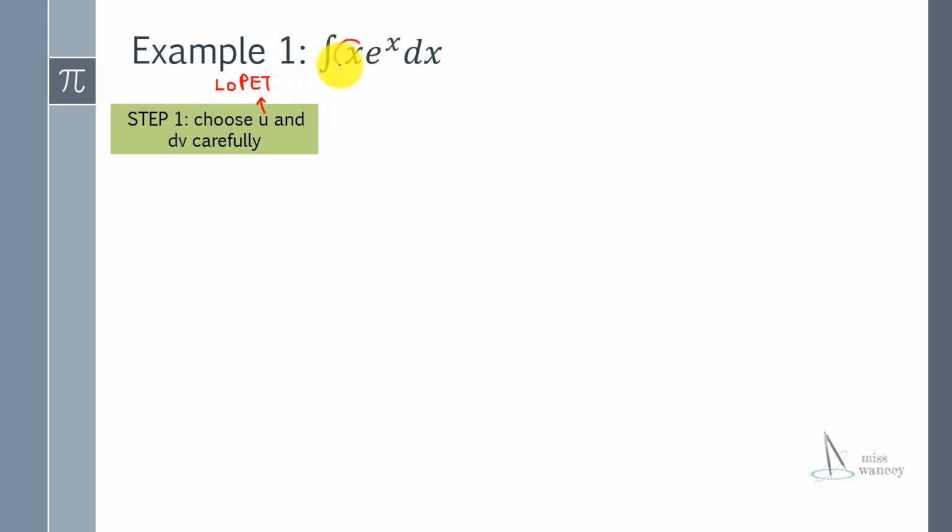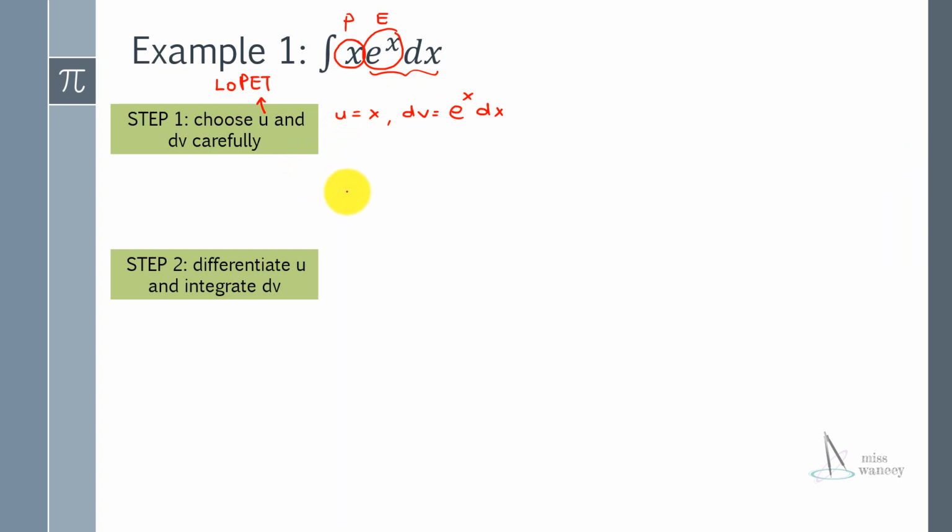So x here is a polynomial. The e to the power of x here is an exponential. Based on the order, the polynomial comes first. So u will be equal to x, and dv will become the rest, so dv is e^x dx. Don't forget to keep writing down the dx as well, because when we separate them, we have to separate them completely together with our dx. Okay, so that is the first step.